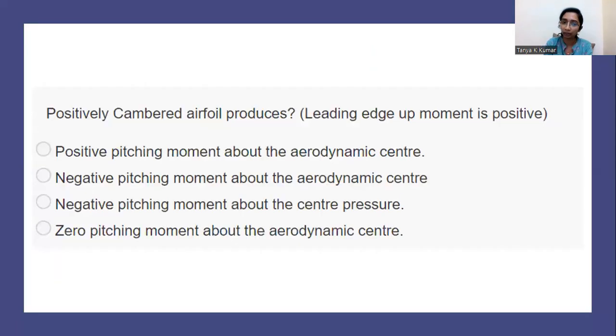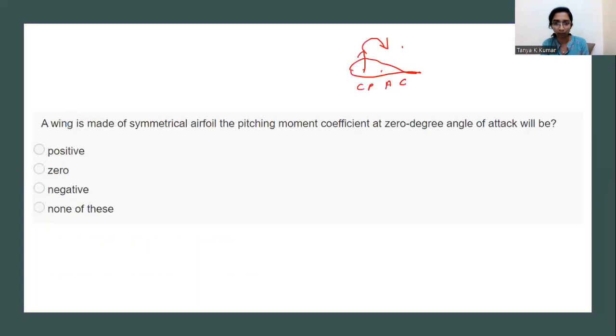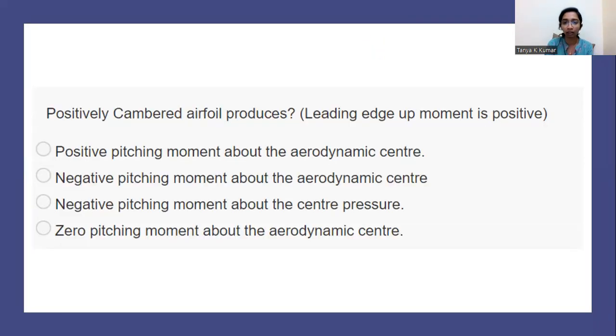So we discussed a symmetrical airfoil, and a positively cambered airfoil. That is the diagram that I drew a couple of slides back. Yeah, so this one. It doesn't look cambered, but for a positively cambered airfoil, considering that leading edge up, that is nose up, is a positive moment, what would be the pitching moment about the aerodynamic center? For a positively cambered airfoil, where do you think the center of pressure lies, before or after the center of aerodynamic center?